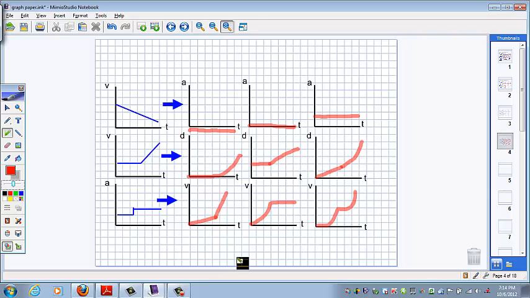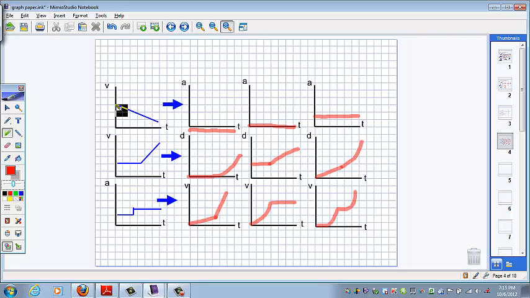Let's take a little quiz and see if you can match the correct one. This will again be choice A, choice B, choice C. See if you can answer these next three correctly. And let's see how you did.